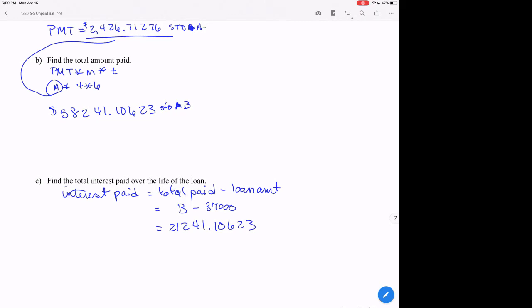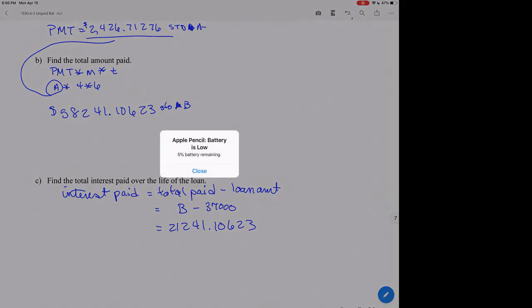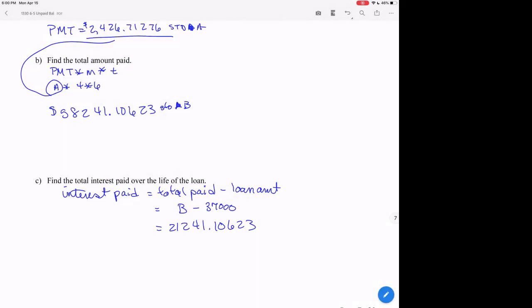Okay? So you're going to start to see a pattern, and that there's going to be some overlap in the pattern in the questions. Sorry, my battery's running low for my pencil. So just start watching for those patterns, because that'll help you to figure out and to prepare for the test.